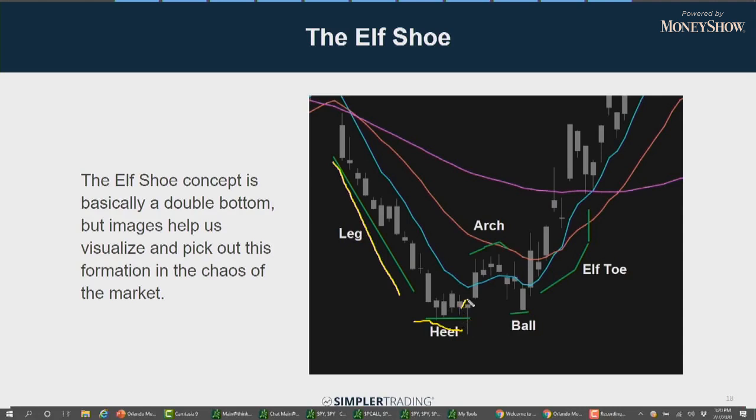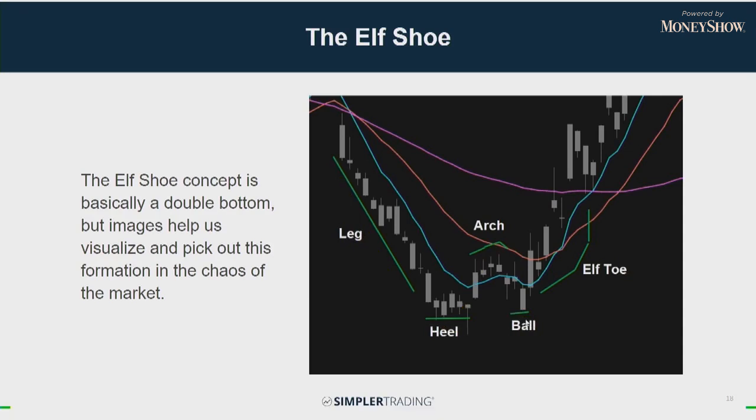And then price goes up. I was talking about this earlier. The issue is that it goes into the 21. So what you're looking at is this distance between the 8 and 21. It's a problem for you because the moving averages haven't crossed yet. And then you come down and you're looking for the ball of the foot. Just like a shoe, it comes down, does that double bottom, and then you get that elf toe up.